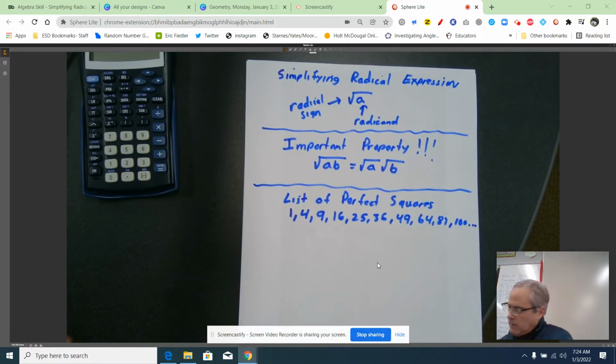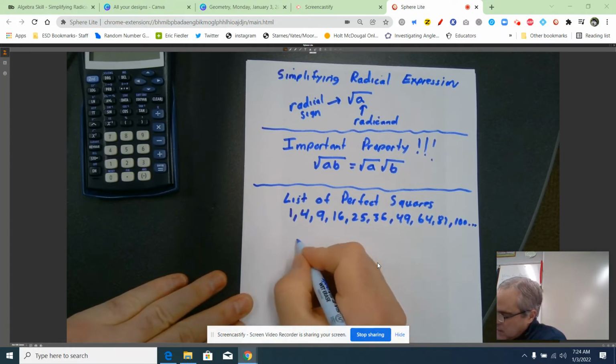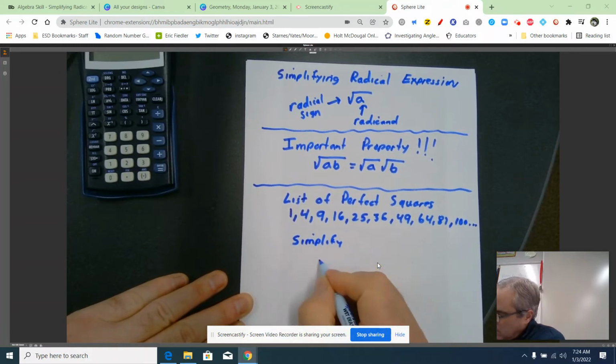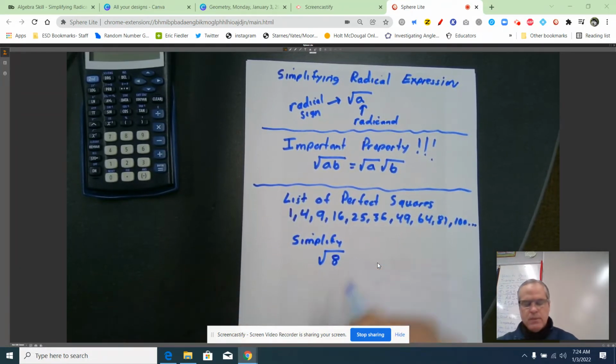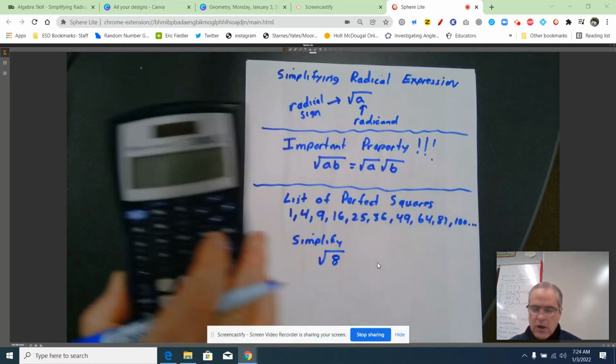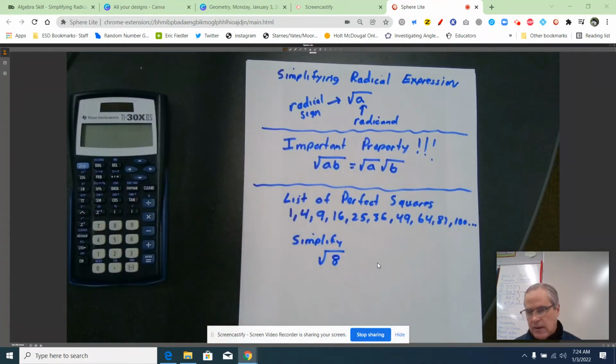Okay, now let's go ahead and do one. Let's say I want you guys to simplify the square root of 8. Okay, simplify the square root of 8. Now, you can actually guess at what the square root of 8 is. You can use your calculator to figure out what it is. You can also guess what the square root of 8 is.